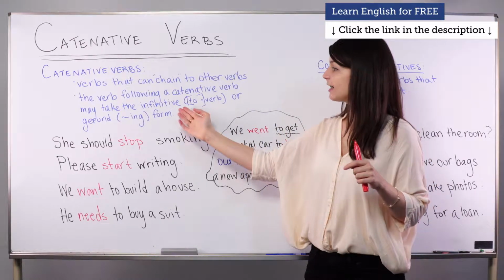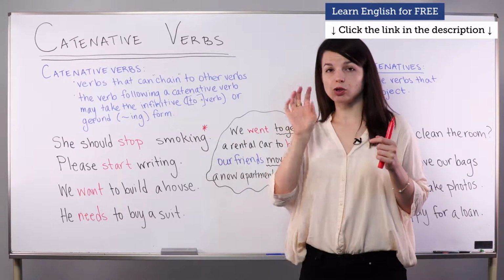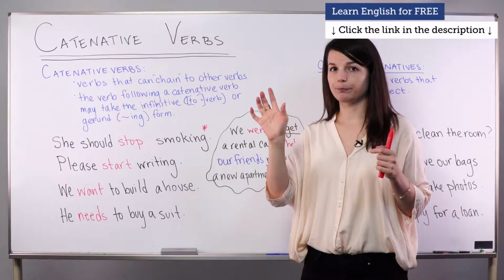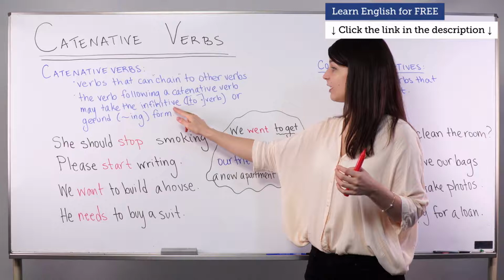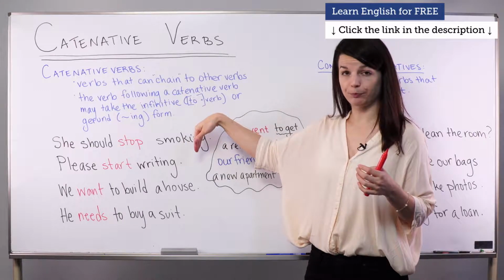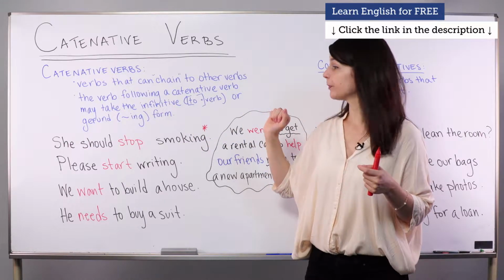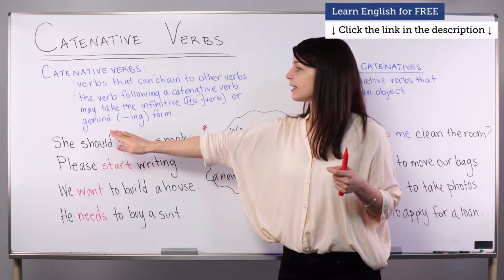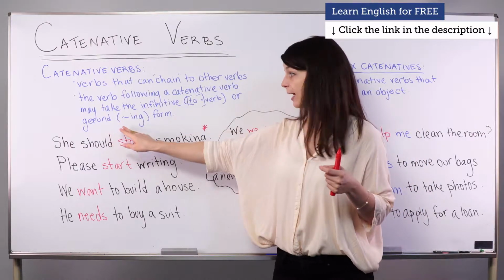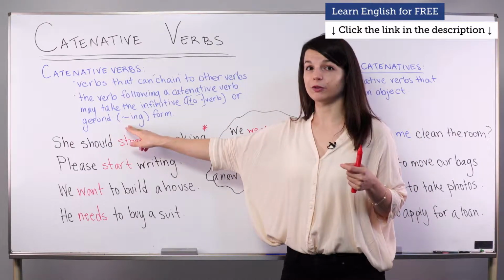First, it can take the infinitive form. That means to plus the verb. Or it can take the infinitive form without to. I'll show you some examples later. The second form it can take is the gerund form. That's the ing ending form of the verb.